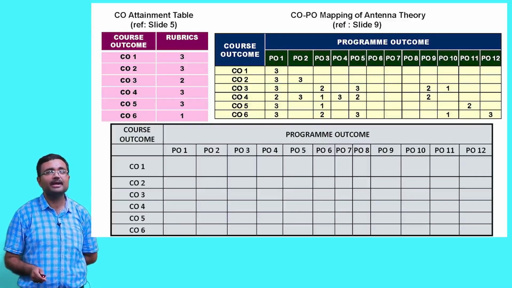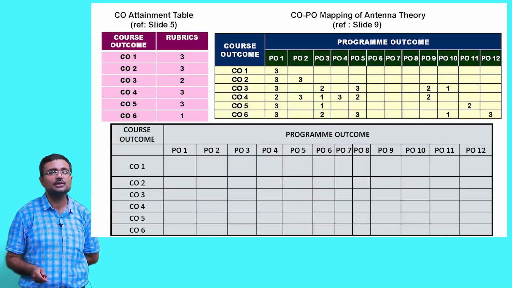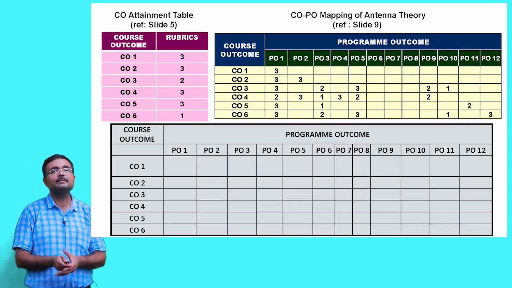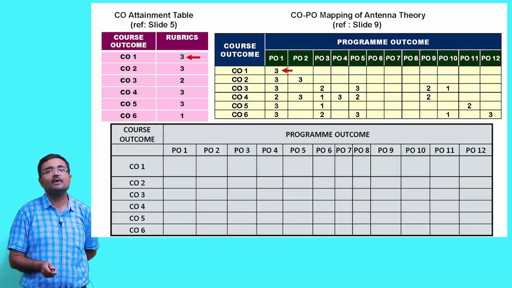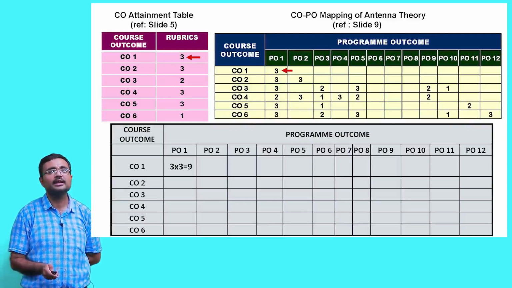Multiplication. I multiply this CO1 row with this entire CO1 row, this CO2 row with this entire CO2 row, this CO3 row with the entire CO3 row, and so on. Check out how. Same table again. CO1 attainment 3, CO1 related to PO1 3, 3 into 3 makes it 9 over here.